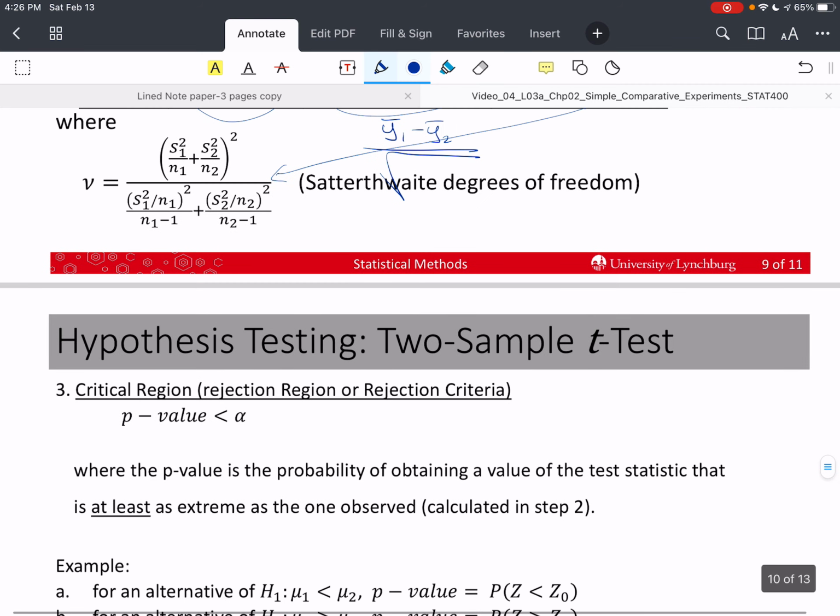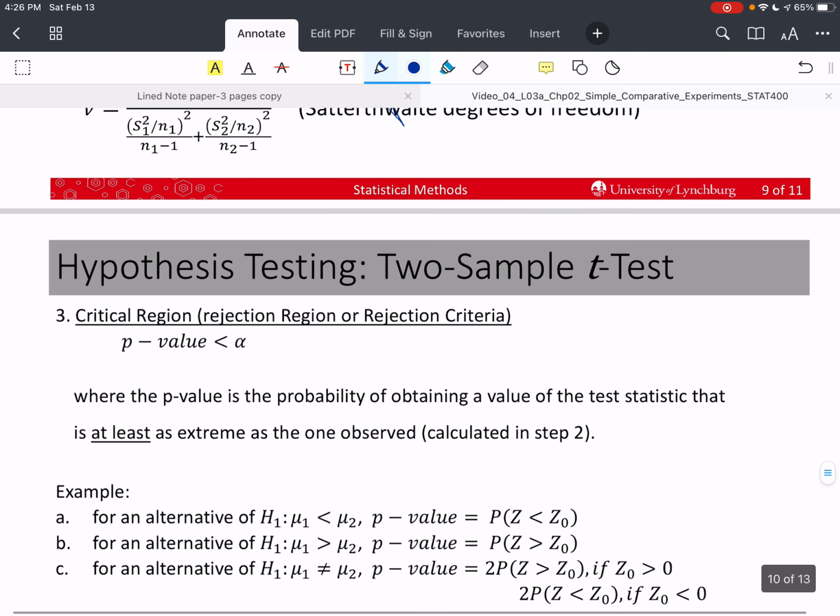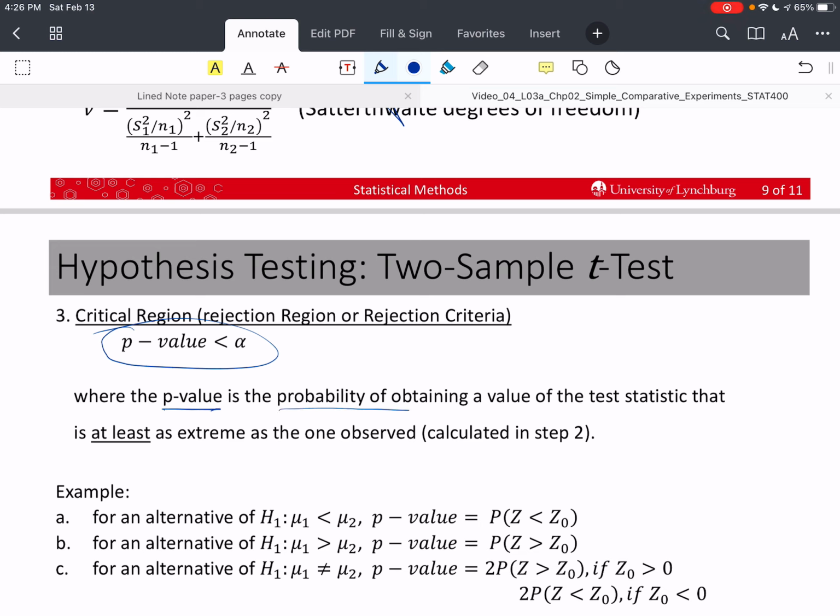Okay. Now let's talk about the other method of specifying a critical region. It's always the same. It's that the p-value is less than alpha. So the p-value is the probability of obtaining a value of the test statistic, z naught or t naught, whichever one we're using, that is as extreme or more extreme. So that can be said as at least as extreme as the one that we observed, z naught or t naught, depending on what we're doing. Okay?